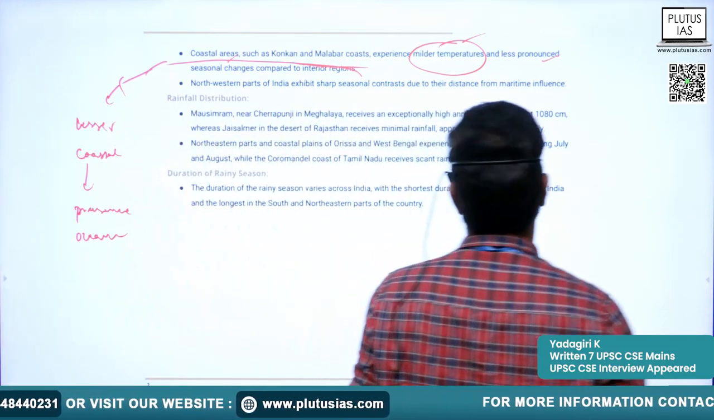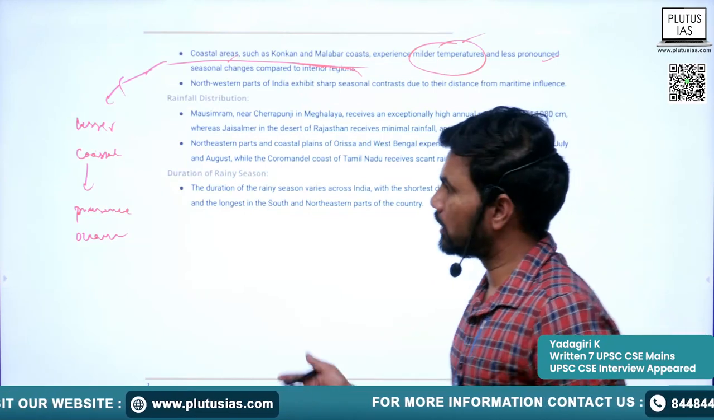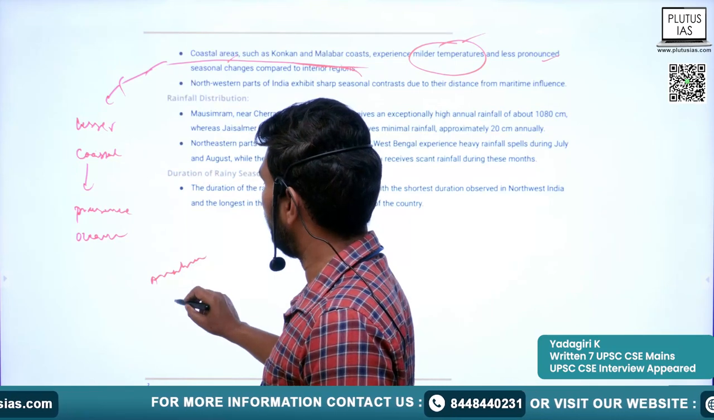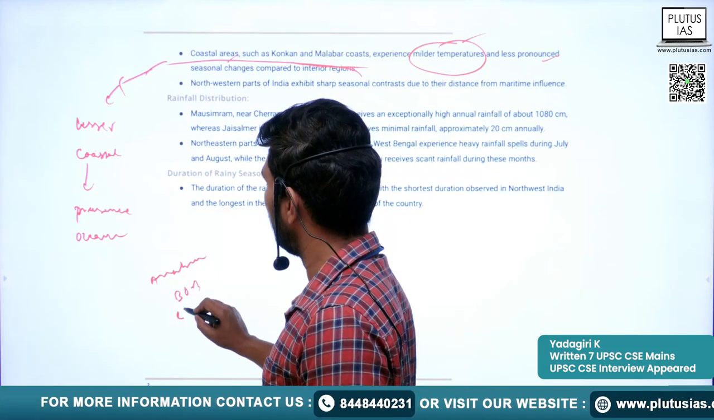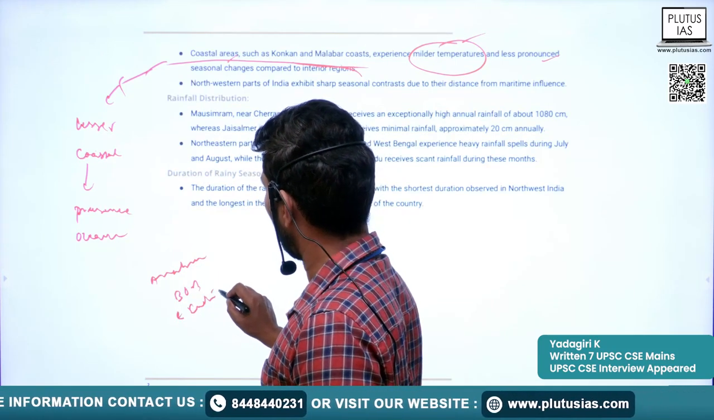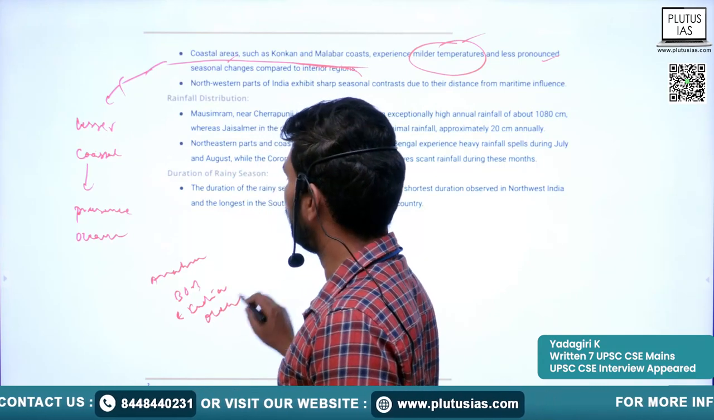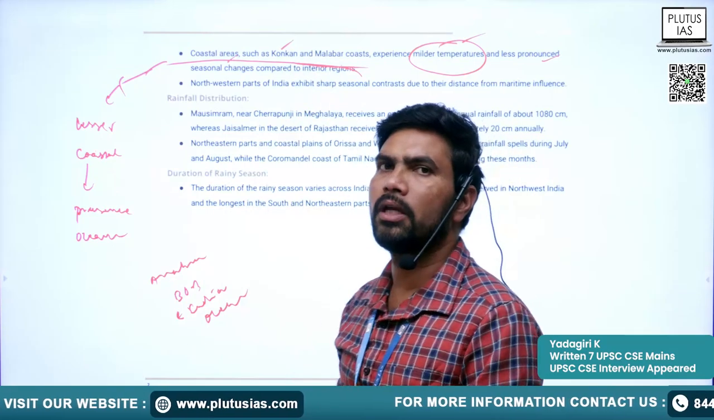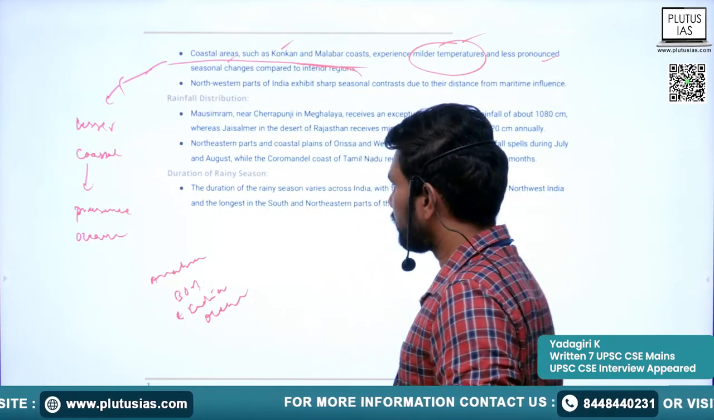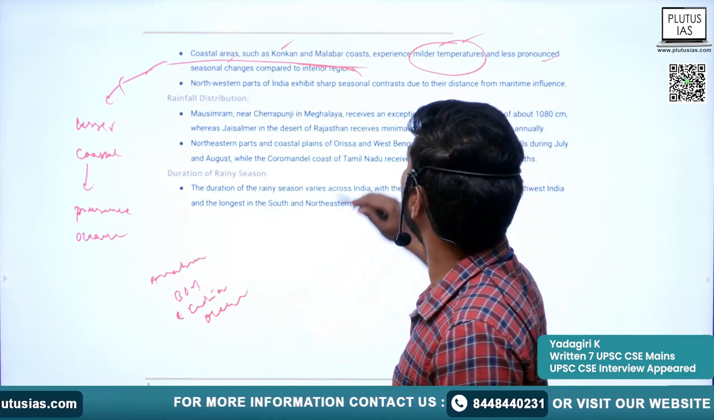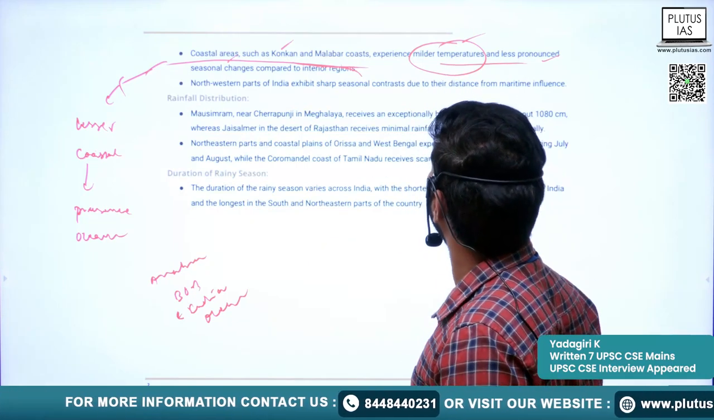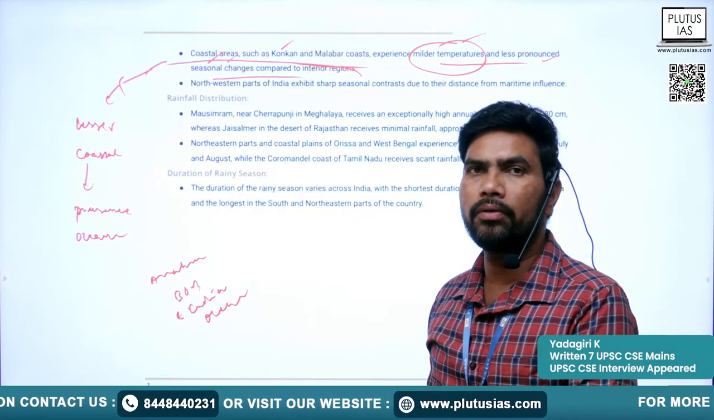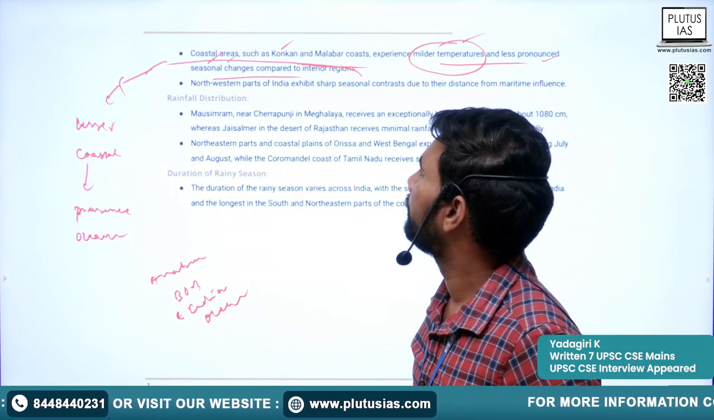So the subcontinent is surrounded by the Arabian Sea, the Bay of Bengal, and the Indian Ocean. Because of these reasons, the coastal areas, especially the peninsular plateau region, the southern part of the country, experience milder temperatures and less pronounced seasonal changes compared to the interior region.